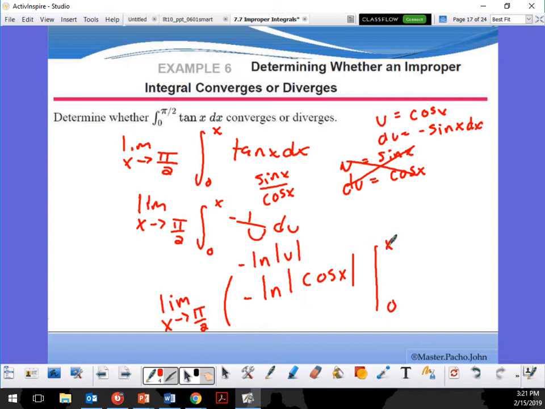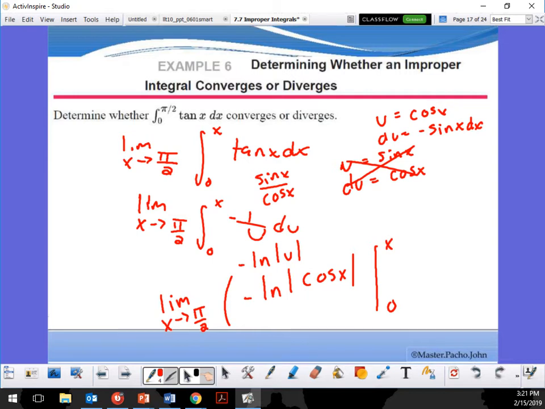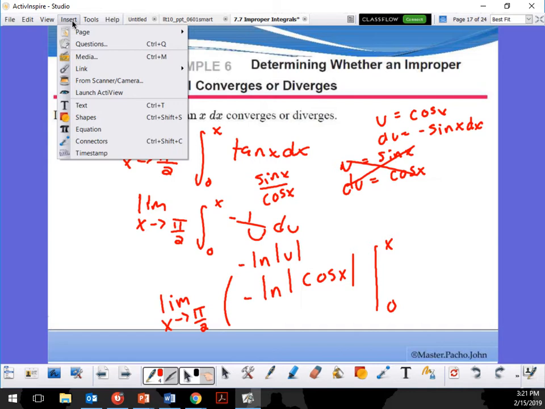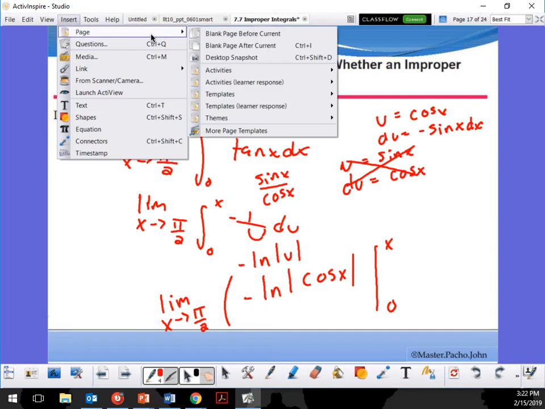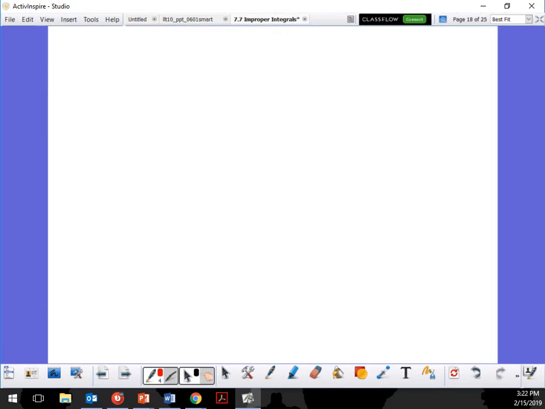So it is a divergent integral, and I don't know, does he have another slide that I can go to, to write on a separate sheet? Or do I have to erase some of this? Up top, can I go right here? Or can I go insert? Yeah. Insert new page. Blank page after current.